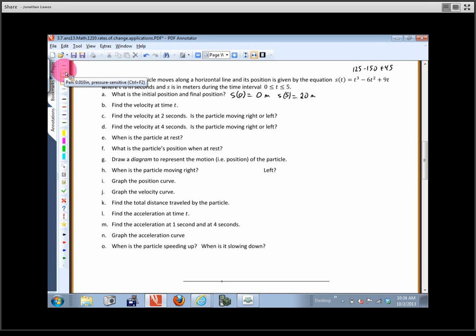Find the velocity at any time t. What derivative? Velocity? Just the first derivative. So we're going to find v of t. We'll find the derivative here. That's going to be 3t squared minus 12t plus 9. There's our velocity function.